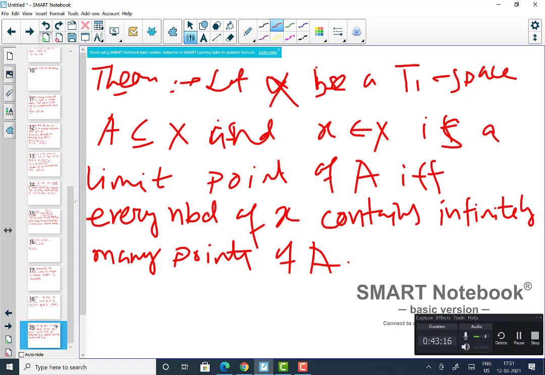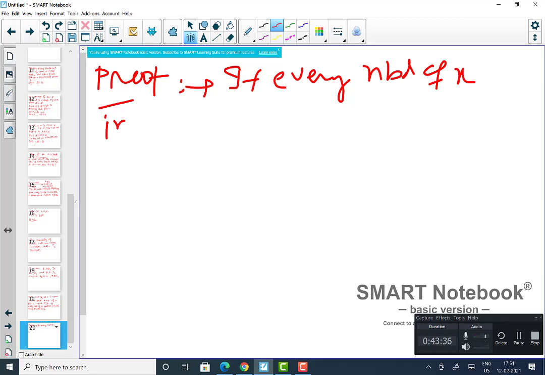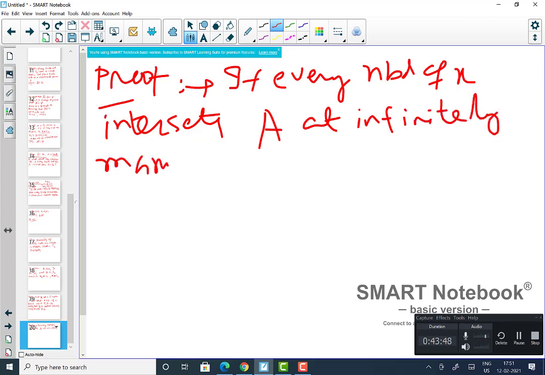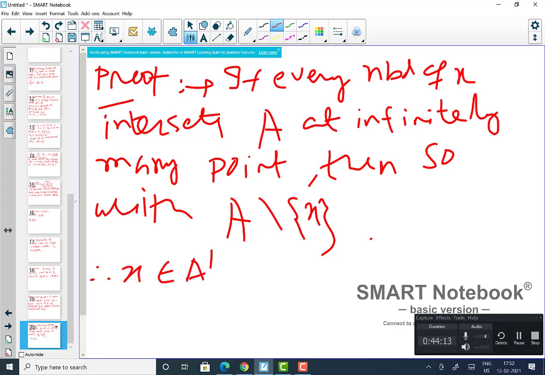Now let me give a proof of this theorem. The proof is also very simple. This is an if and only if condition. One part is obvious. If every neighborhood of x intersects A in infinitely many points, then obviously, if you remove one point, it doesn't matter. So thus x belongs to the derived set of A. That means x is a limit point.